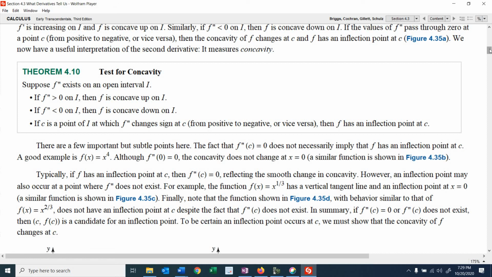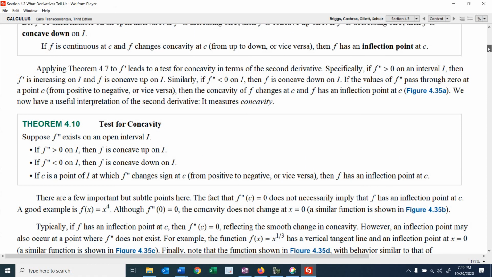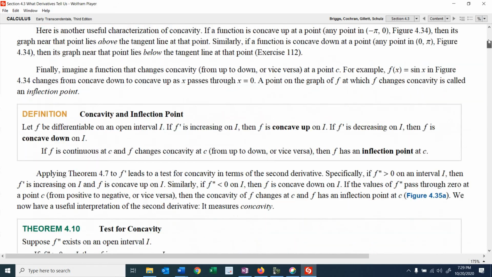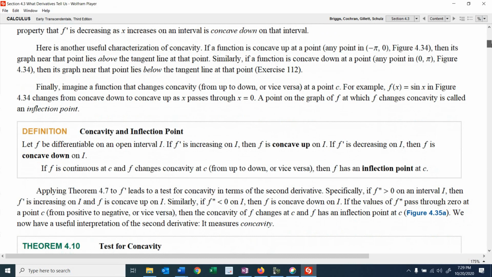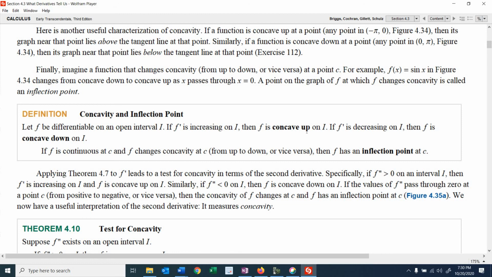Now, let's see why this is the case, why this is a good test for concavity. So if the second derivative is positive on some interval I, the second derivative tells us the rate of change in the first derivative. Okay, so if the second derivative is positive, then it means the first derivative is increasing, is an increasing function. And like we said, if the first derivative is increasing on the interval, then by definition, it's said to be concave up on the interval.